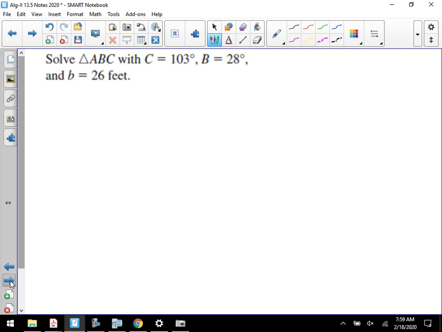For example, what I want to do here is you're going to be given information, but what should you always do? Draw it out. Always draw it. Just draw a rough triangle, label it, and go through it. They don't have to be to scale, they don't have to be perfect. You just want to get a visual representation of what you're actually doing. If I label them A, B, and C, I have 103, 28, and 26 here.